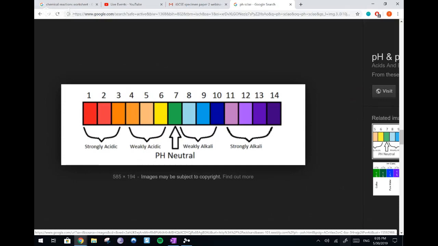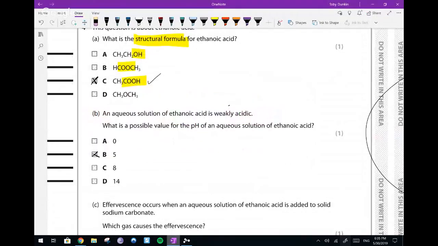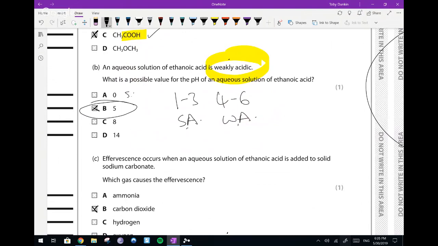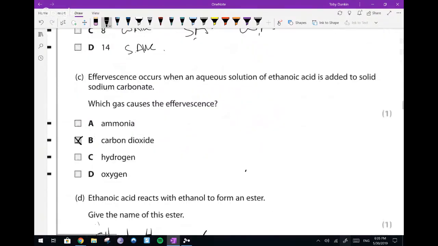So they've asked you there for the pH of a weak acid. And so immediately you go, oh, 1 to 3 is a strong acid, but 4 to 6 is a weak acid. And which one's right in the middle of that range is 5. So nice and easy. 0 is a strong acid, because the pH scale actually starts at 0. Oh, 5 is a weak acid. 8 is a weak alkali. And 14 is a strong alkali. Go on to the next one.